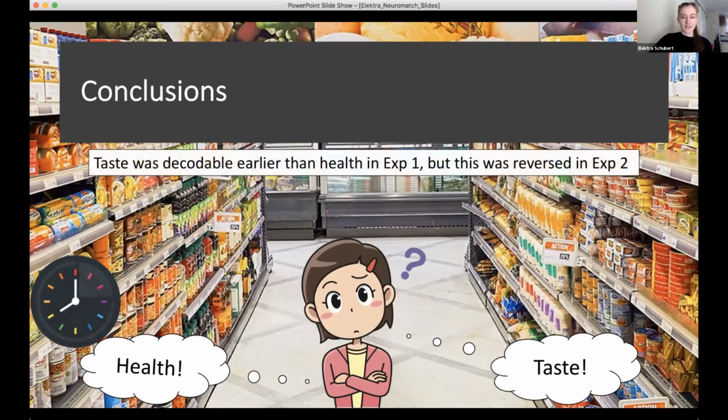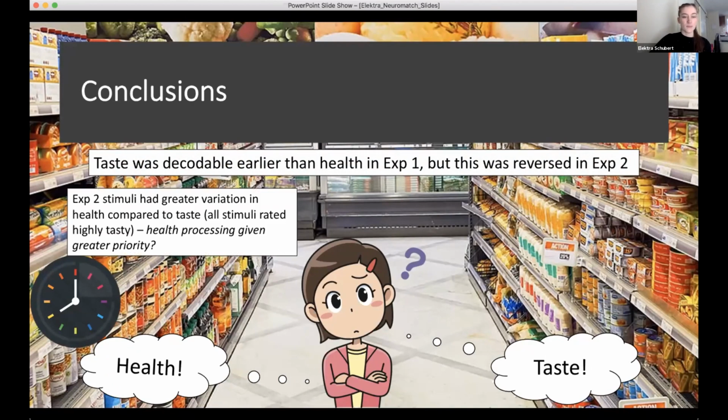Now, as I mentioned, taste was decodable earlier than health in experiment 1, but then this was reversed in experiment 2. So I don't know exactly why this was, but I've put a couple of speculations here. Firstly, in experiment 2, the stimuli had a lot of variation in health, but not a lot of variation in taste, because the images were all snack foods, which were fairly appetizing, even the healthy ones, which were images of fruits and things like that. So people rated all of the stimuli as highly tasty.